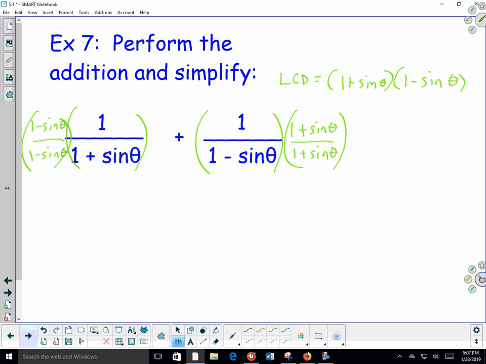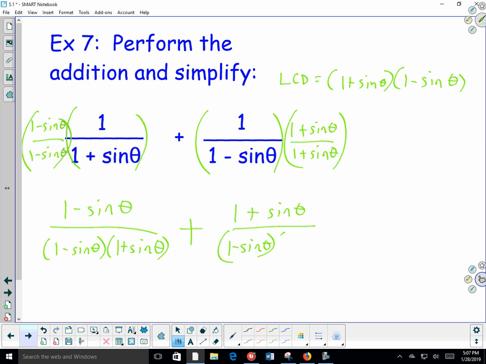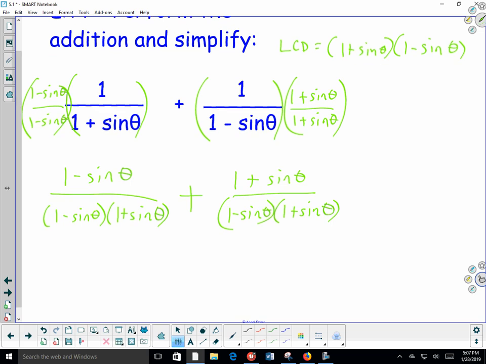In this case, my first fraction is going to be 1 minus sine theta over this common denominator. And then plus, my second fraction is going to be 1 plus sine theta over 1 minus sine theta times 1 plus sine theta, our common denominator. Okay, so now I have a common denominator, so I can combine my numerators and get 1 minus sine theta plus 1 plus sine theta, all over my common denominator of 1 minus sine theta times 1 plus sine theta.